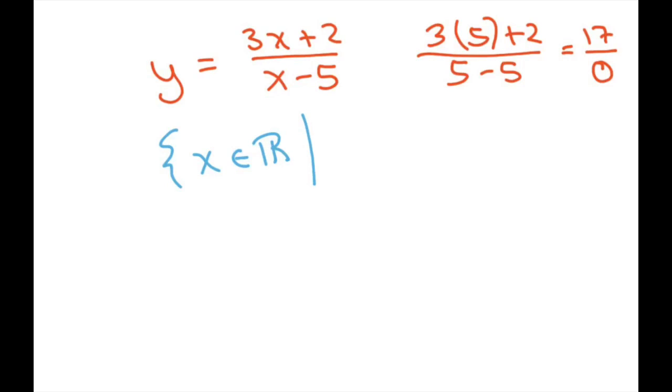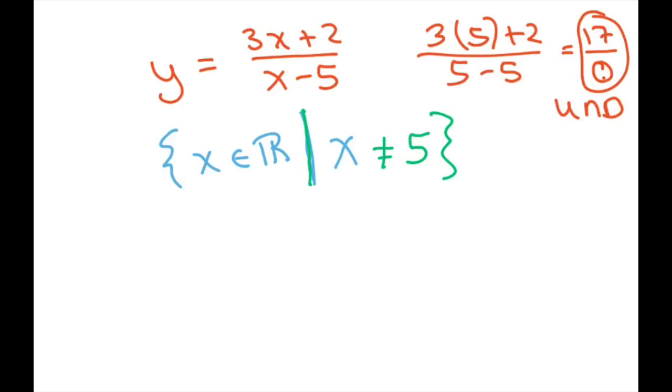You can't divide by 0. There's nothing times 0 that gives you 17. So when you divide by 0, that means it's undefined. All right? So that means that it's all real numbers, but x, and this means such that, this right here means such that x cannot be 5. So just remember you can't divide by 0, but we want it to be all real numbers.